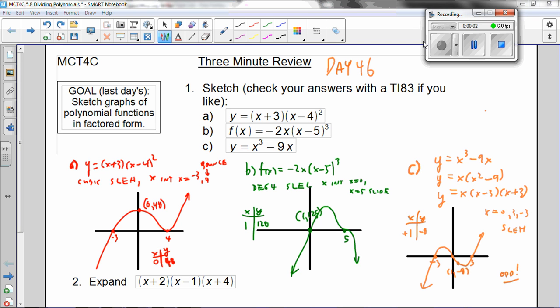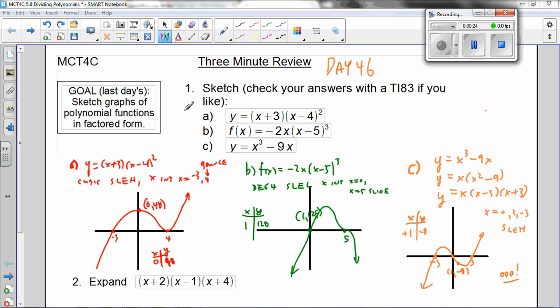Welcome, MCT4C, day 46. This is the first day on dividing polynomials. I'm calling it 5.8, although we're using the Addison-Wesley textbook more and more in this section because our book actually doesn't do this stuff at all, and it's good, clean fun, so we are going to do it.